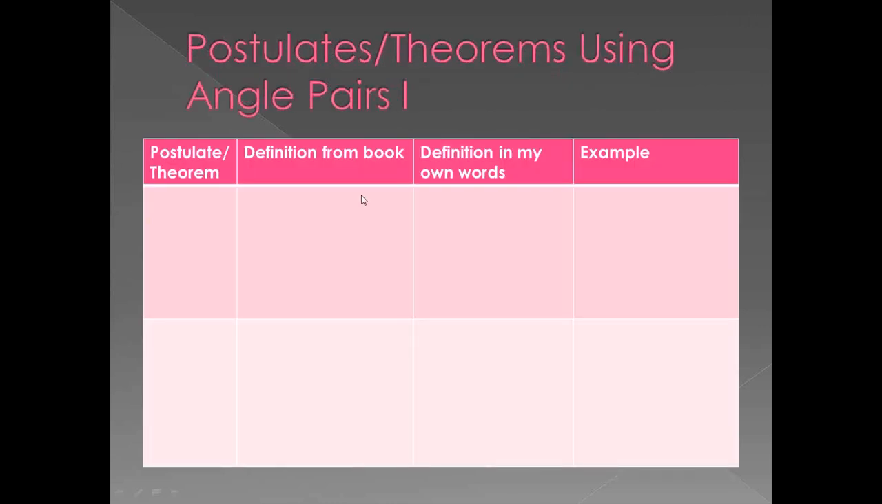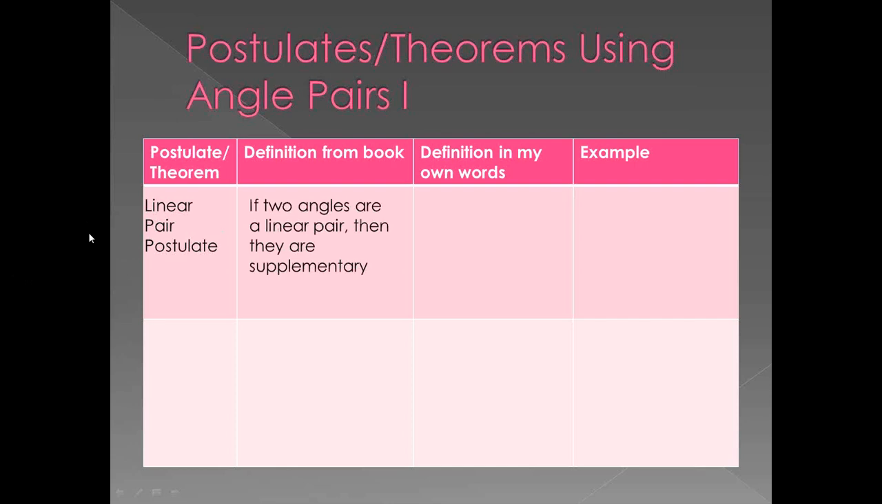Now here are theorems that have to do with these angle pairs. This is the stuff you guys are going to be using in proofs. So this is stuff you want to know. Linear pair postulate. We already talked a little bit about linear pairs, and that they are supplementary. So that's all this is saying, that two angles that are a linear pair are supplementary.